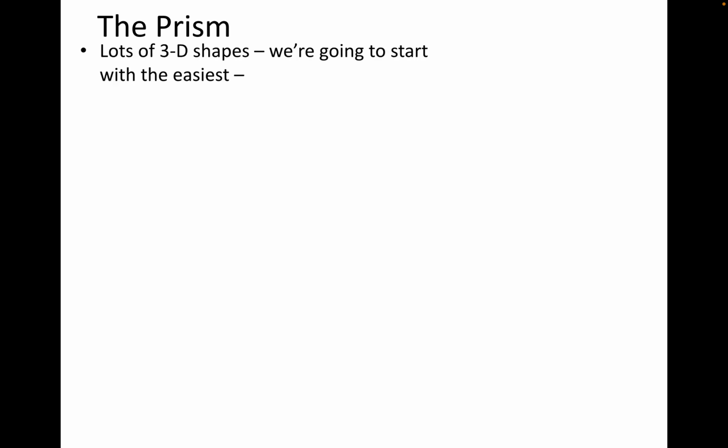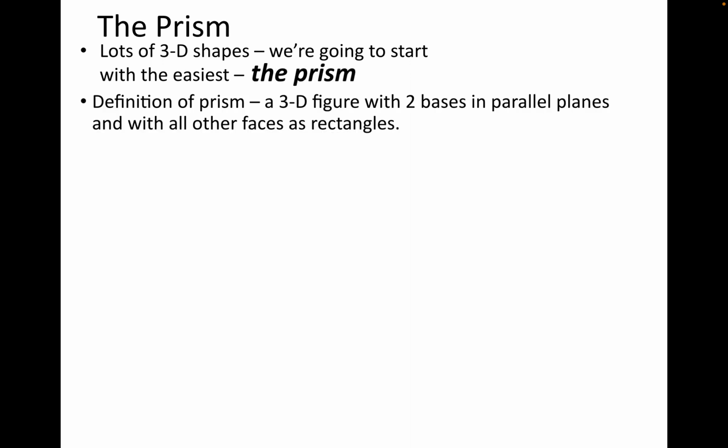So we're going to start with a 3D figure called the prism because it's pretty much the easiest figure to start with. There are lots of 3D shapes, so we'll start with the easiest, the prism. The definition of a prism is a 3D figure with two bases in parallel planes, and all the other faces are rectangles. All right, so there's an example.